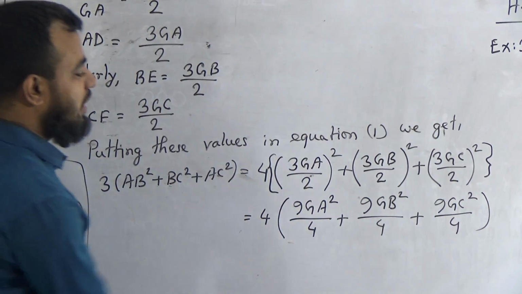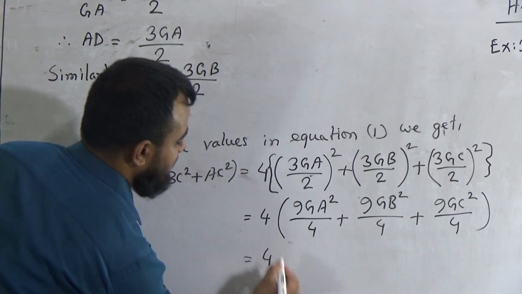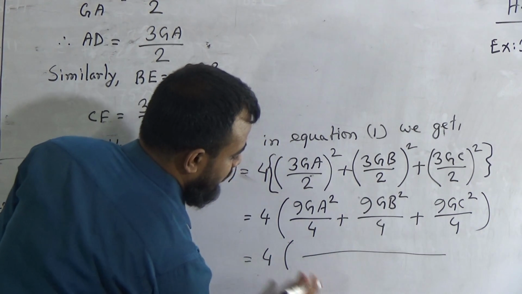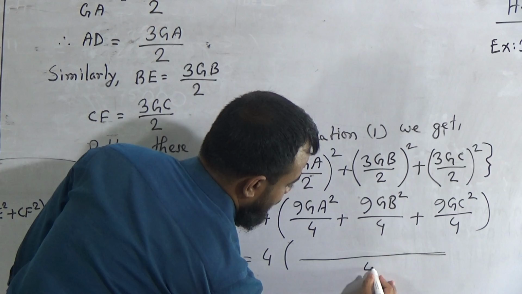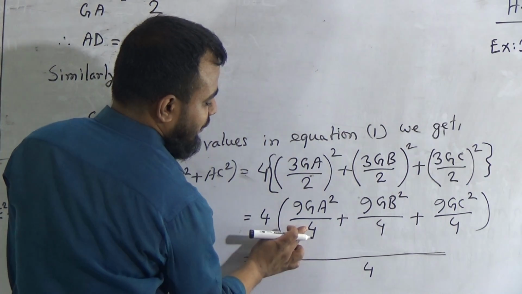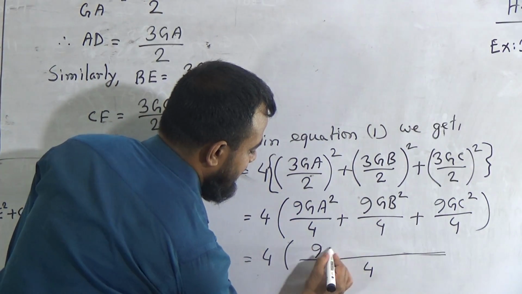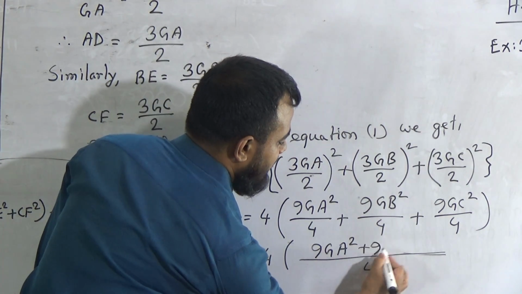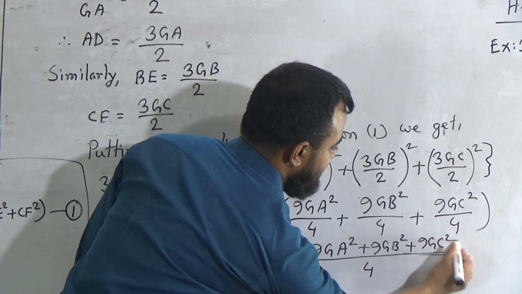Now after that we will add these 3. The LCM of these 3 is 4, because all the denominators are 4. Now we'll divide this LCM by this 4, we get 1. Multiply 1 by this one, we get 9GA square. Similarly, we get 9GB square plus 9GC square.